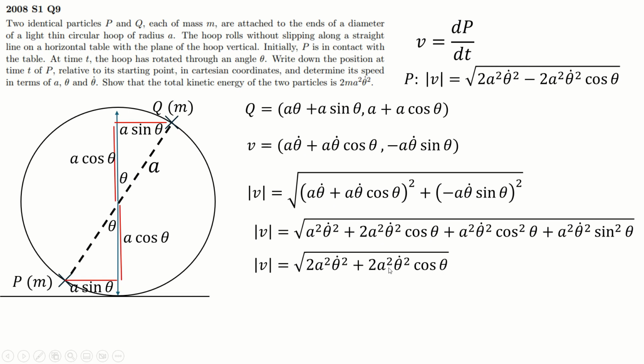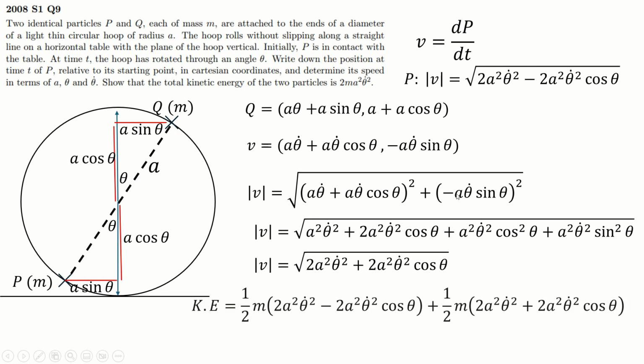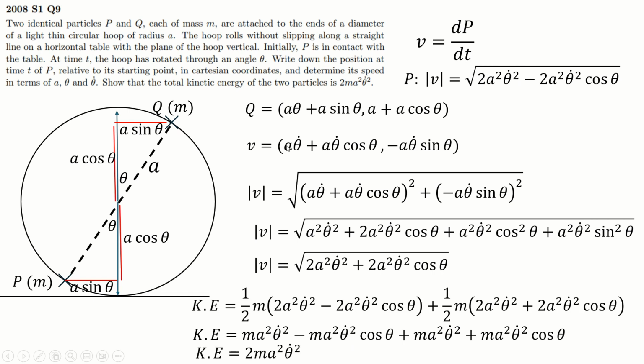And now, of course, the total kinetic energy is just a half of this thing squared plus half of that thing squared. And of course, the square roots are just going to go away when you do that. And when you expand out the half m's, you just notice that this term is going to cancel with this term. And you're just going to end up with 2 lots of this thing here, which is what they wanted you to get.